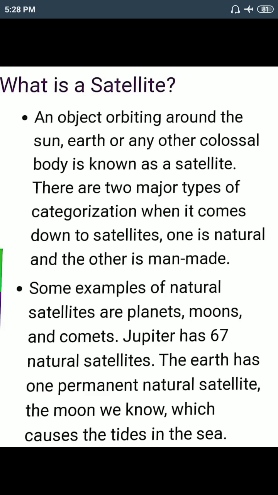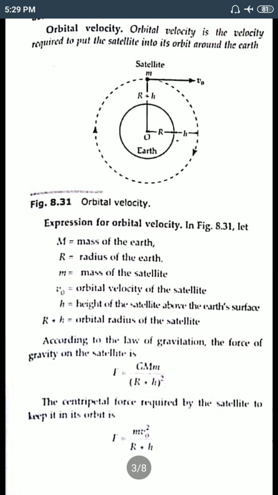Some examples of natural satellites are moons and comets. Jupiter has 67 natural satellites. The Earth has only one, that is the moon, which causes the tides in the sea. And the man-made satellites are Aryabhatta, Sputnik 1, INSAT 1A, INSAT 1B. These are examples of man-made satellites.